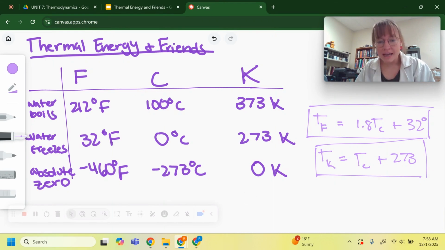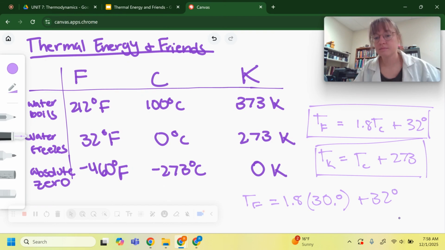Well, your temperature in Fahrenheit is going to be 1.8 times your temperature in Celsius, which is 30 degrees Celsius, plus 32. Go ahead and plug that into your calculator. I will do that here. And I get that it's 86 degrees.